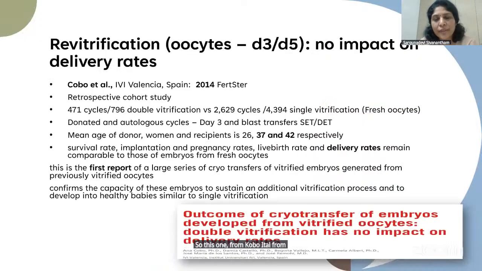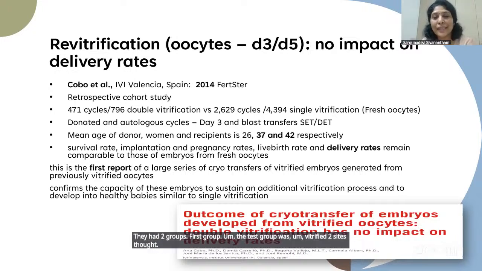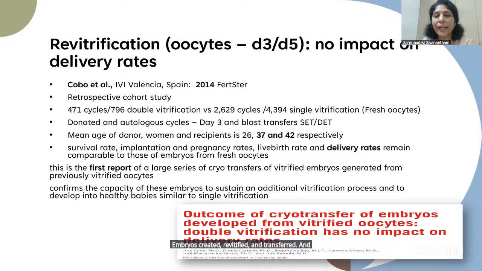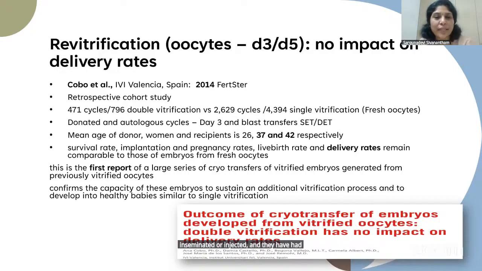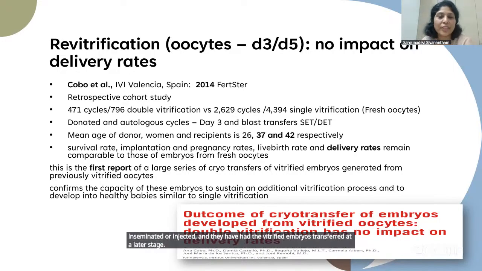From 2014 is one of the significant studies on revitrification of embryos and their impact onto the clinical outcome. So this was a retrospective cohort study, and it included donated and autologous cycles, cyst transfer, single embryo transfer, double embryo transfer. So they had 2 groups. First group, the test group, was vitrified oocytes, thawed, embryos created, revitrified and transferred. And the control group had fresh oocytes inseminated or injected, and they had the vitrified embryos transferred at a later stage.